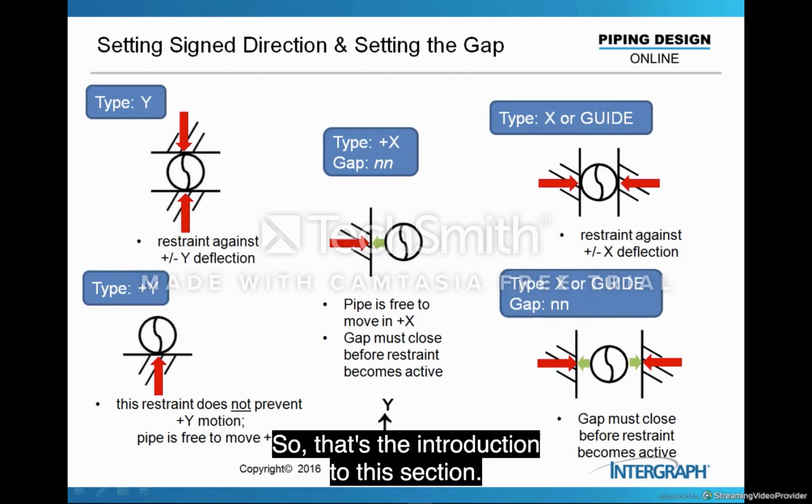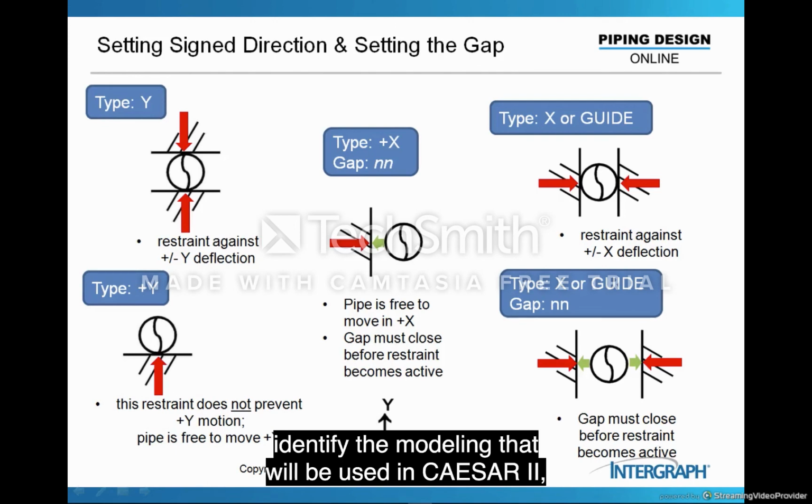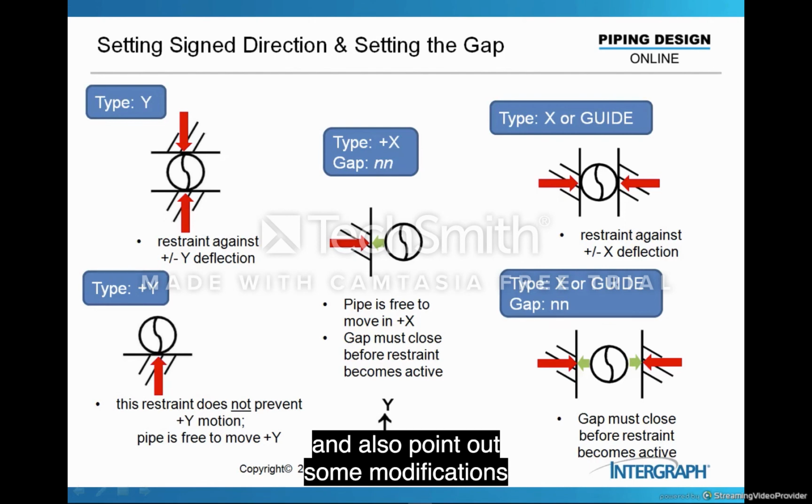So that's the introduction of this section, and what we're going to do for the remaining part of this presentation is go look at specific examples of different types of restraints, identify the modeling that will be used in Caesar 2, and also point out some modifications that might be important in adjusting that model.